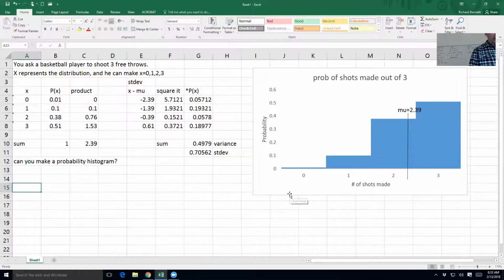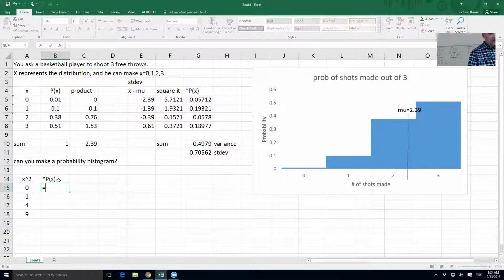I need to find x squared, actually. X squared, okay? So that's going to be 0 squared. Copy that down. Only need that one there. Okay, I like to center everything. Now, what's the next thing that I do according to this? Times the probability of x. So I'm going to take this number and multiply it by that probability. Okay? I'm going to center it because I think it looks better.